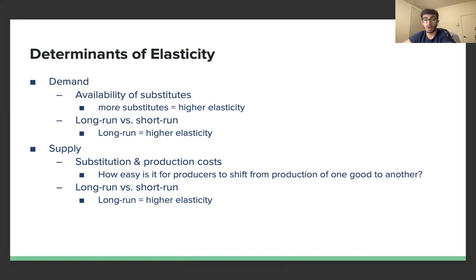And the same logic goes for long run, short run. In the long run, it's easy for the producers to shift to producing other goods than the good itself. So long run also means higher elasticity in the case of supply.